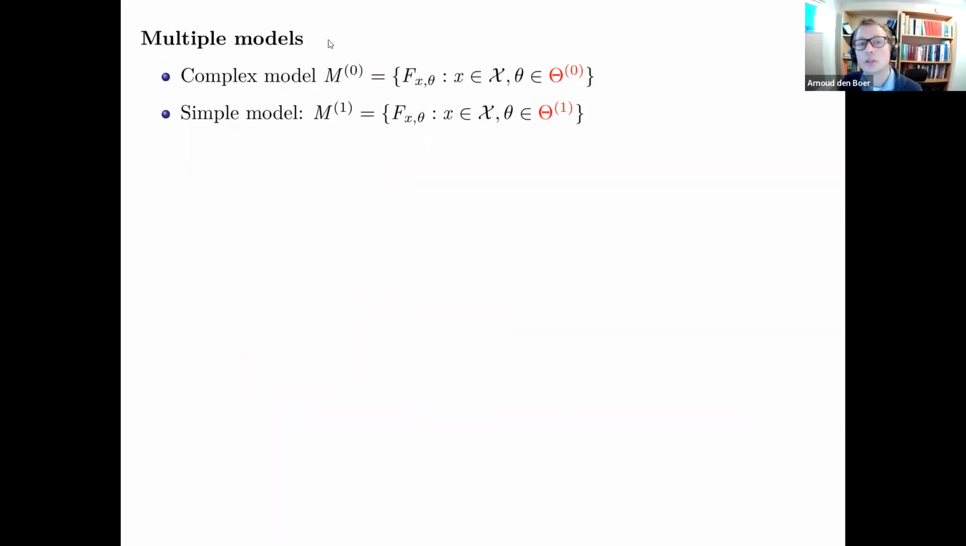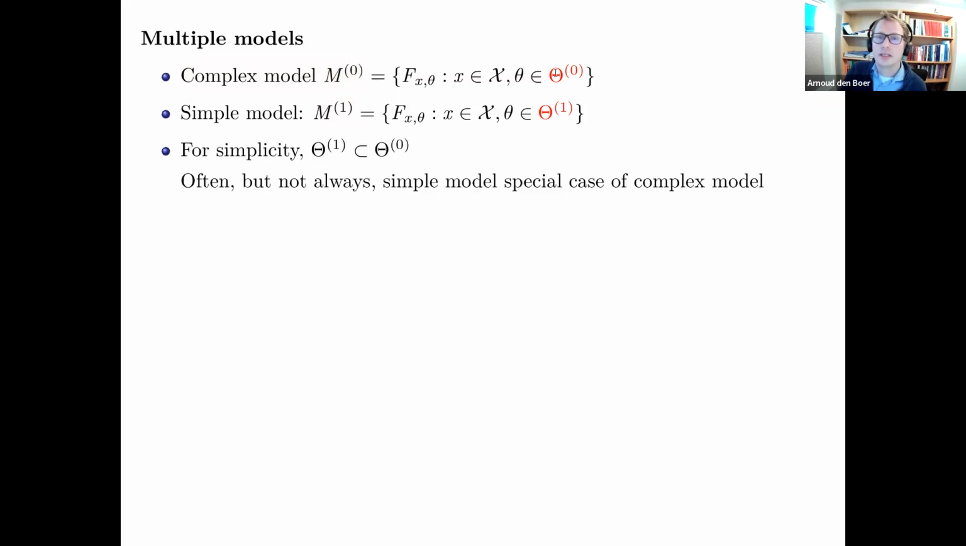Okay. So now we look at multiple models. Say the simple MNL model, or the complicated machine learning model, or MNL or mixed logit. Now they can of course have different parameter sets. Often the simple model's parameter set is a subset of the big one, but that's not always the case, because very often a simple model is just a complex model where some things are zero. That's not always the case, but very often it is.